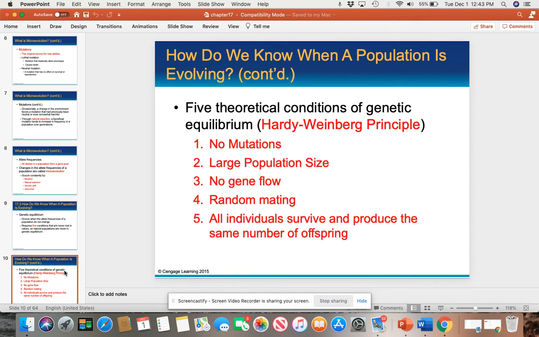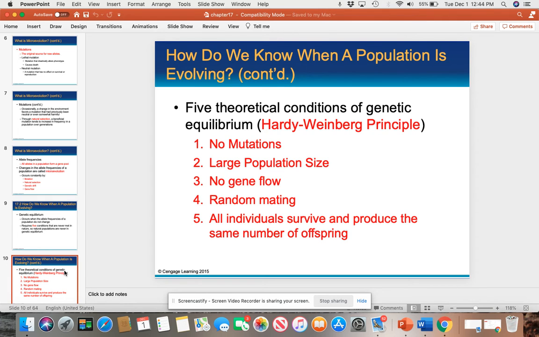Well, here we discuss the Hardy-Weinberg principle, and this has 5 criteria which allow for the population not to evolve, which doesn't really happen, but these are important to discuss.